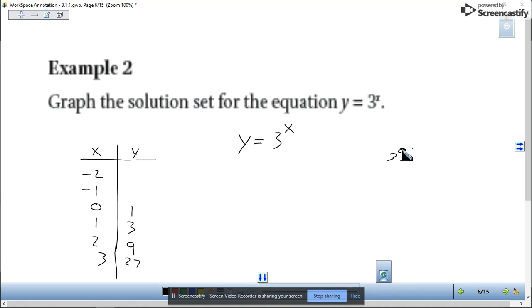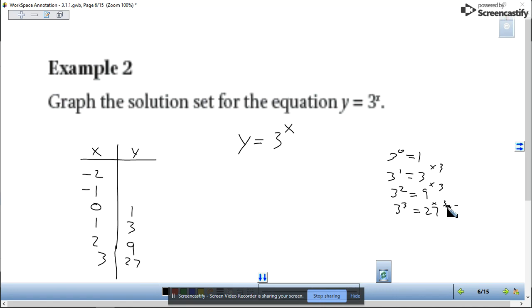So 3 to the 0 is 1. 3 to the first is 3. 3 squared is 9. 3 to the third is 27. You should see a pattern here that we're multiplying by 3 each time. Okay, I think everybody's pretty familiar with that and fine with that.